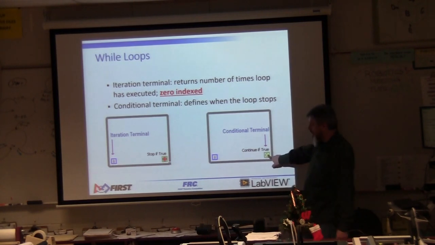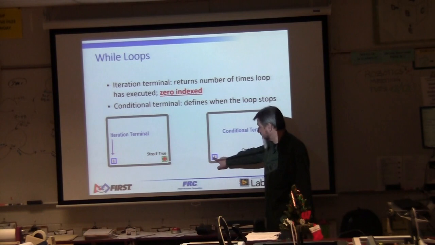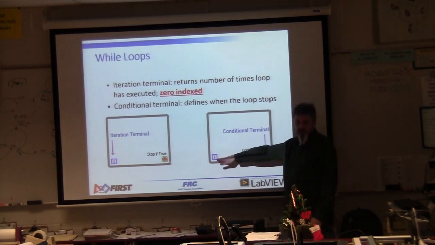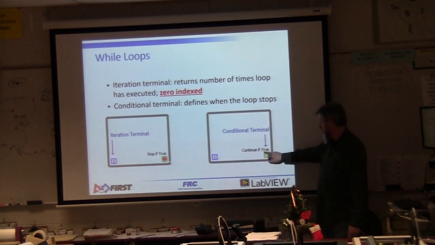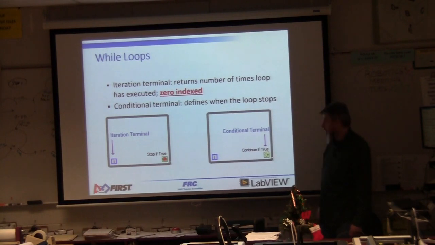This is called the conditional terminal, and this is called the iteration terminal. So this is what you think of as a control. It delivers data, and this guy is like an indicator, it receives data.